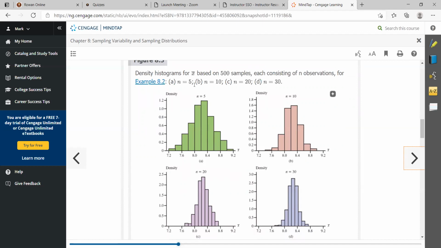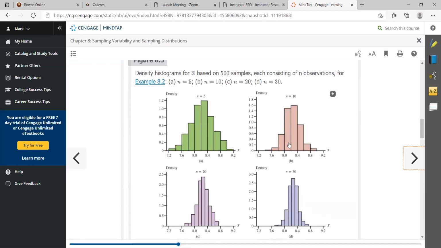Notice that as the sample size increases, the sampling distribution's standard deviation or spread tends to be more narrow. That's a good thing. You will always want the standard deviation to be as small as possible, and one way of doing that is to increase the sample size.